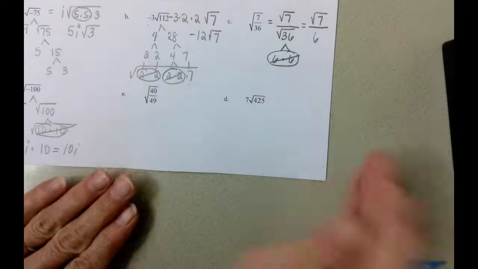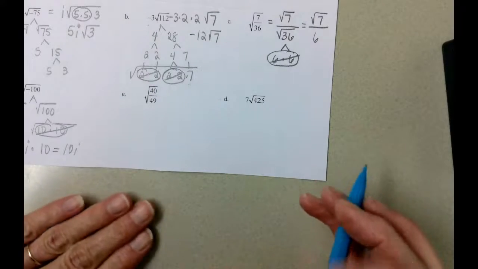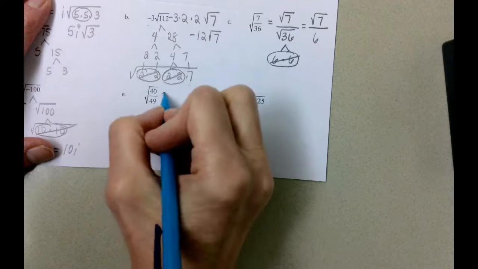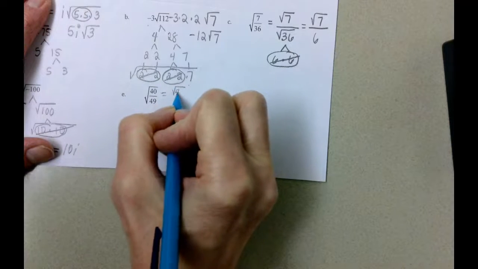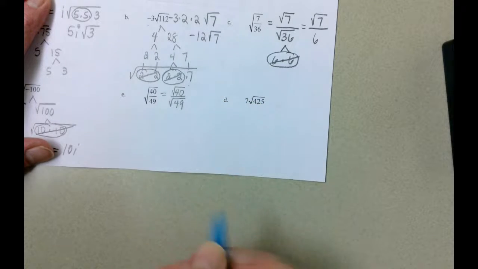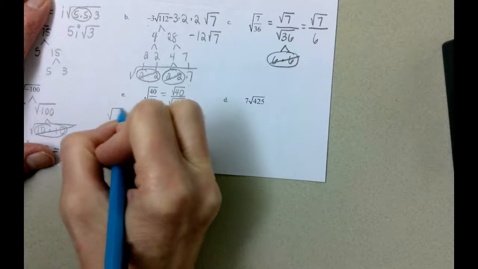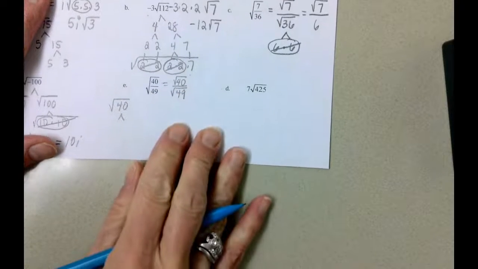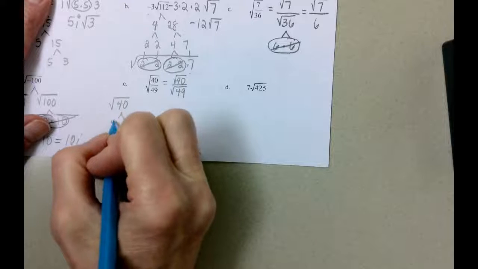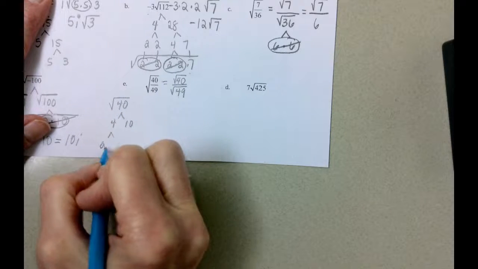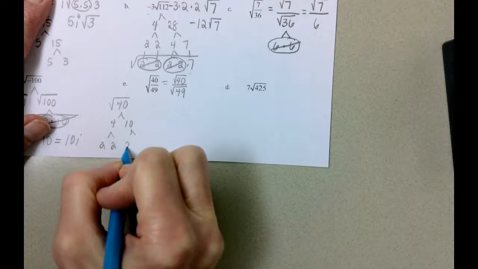Letter E, we saw something similar in letter C. But what we need to do is break this apart. This is the square root of 40, break the fraction apart, divided by the square root of 49. So we're going to take the square root of 40, which means we're going to make our factor tree. So when we make our factor tree, it's 4 times 10, you could have picked 5 times 8, it's not going to make any difference. This is 2 times 2, and 2 times 5.